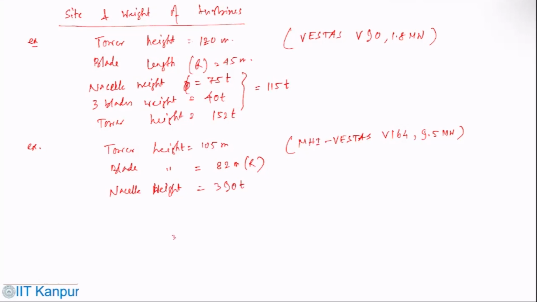You have 3 blades, weight on of in total, so almost close to 500 ton. Then you have tower weight, which is approximately 400 ton, and you have base diameter, which is roughly 6.5 meter.